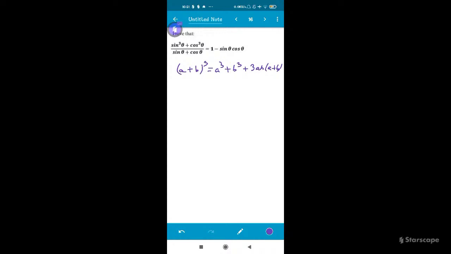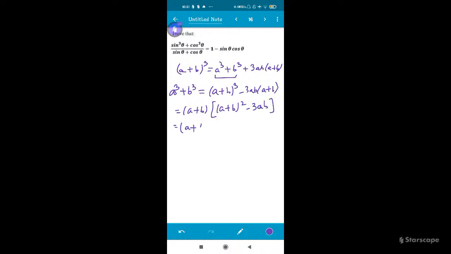So we have (a + b)³ is equal to a³ + b³ + 3ab(a + b). Now we want a³ + b³. So I will keep this a³ + b³ on one side and take all the other terms to the other side. So we have a³ + b³ is equal to (a + b)³ minus 3ab, and inside the bracket we have a + b. Now you see that in the first term and in the second term a + b is common. So I can take this a + b outside and I'll be left with (a + b)² minus 3ab.